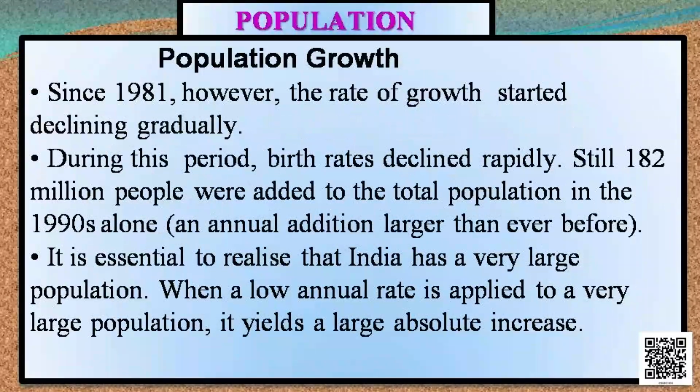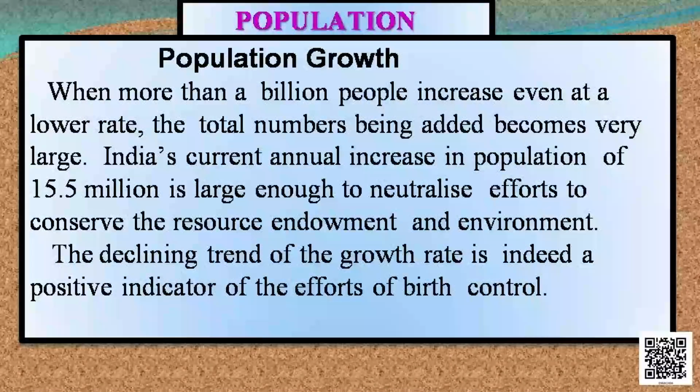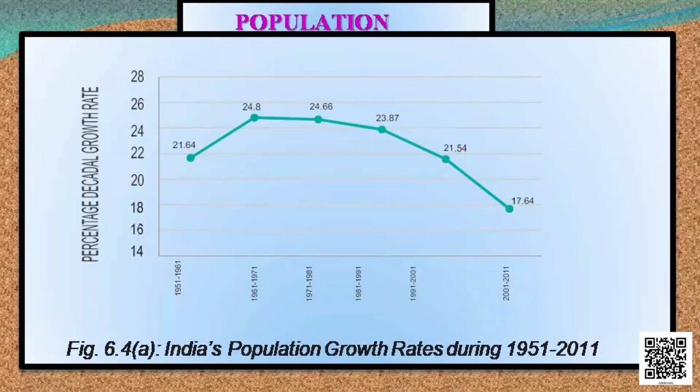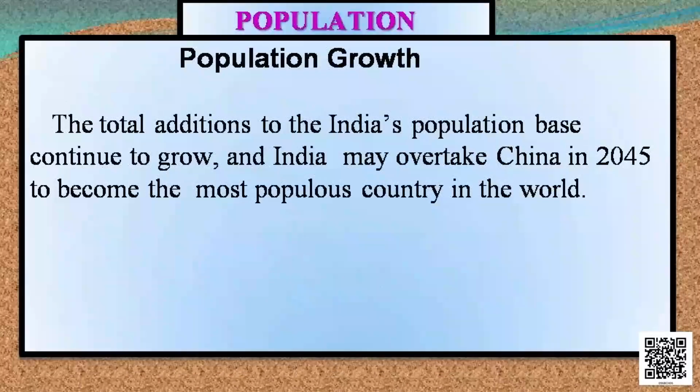It is very essential to realize that India has a very large population. So, when a low annual rate is applied to a very large population, it yields a large absolute increase. When more than a billion people increase, even at a lower rate, the total numbers being added become very large. India's current annual increase in population is about 15.5 million, which is large enough to neutralize efforts to conserve the resource endowment and environment. The declining trend of the growth rate is indeed a positive indicator of the efforts due to birth control. Despite that, the total additions to the population base continue to grow.